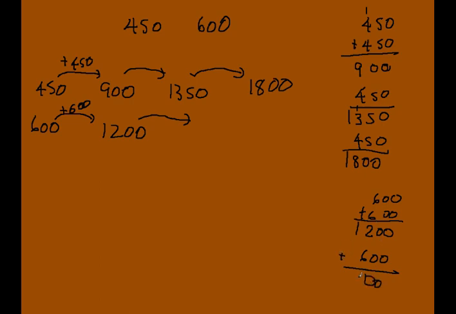So that gives you 1800. And again, we realize that this is the least common multiple. So you don't have to keep going because we just found it. So the LCM between 450 and 600 is 1800.